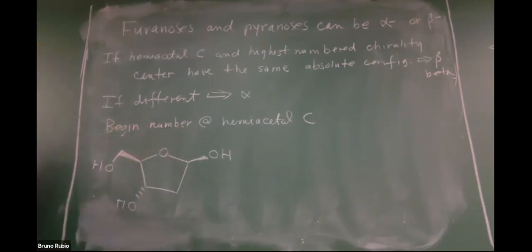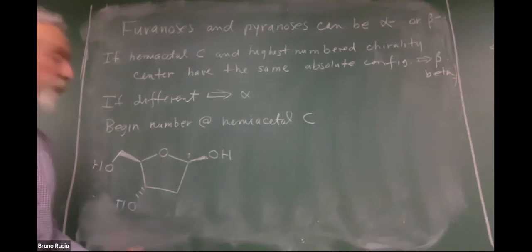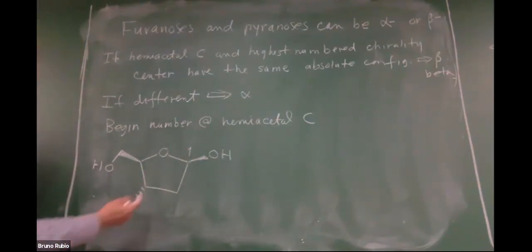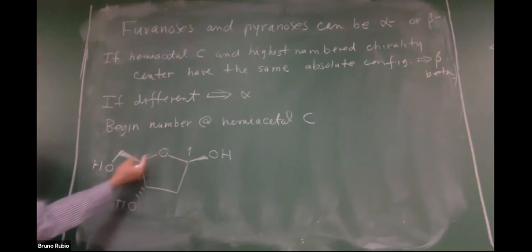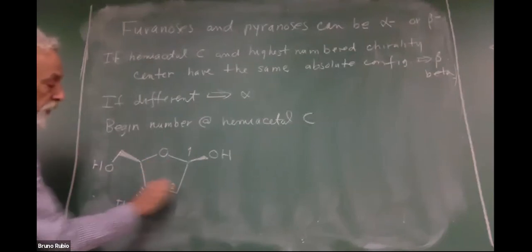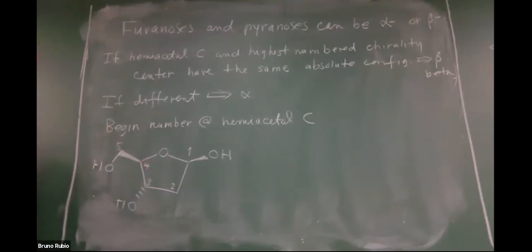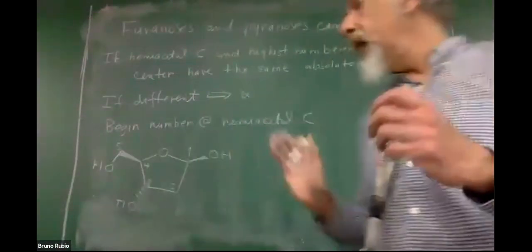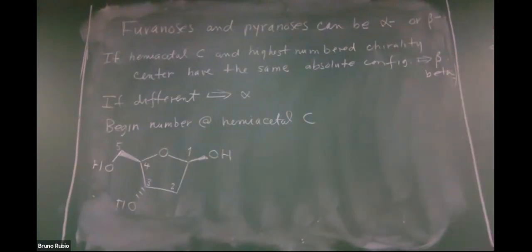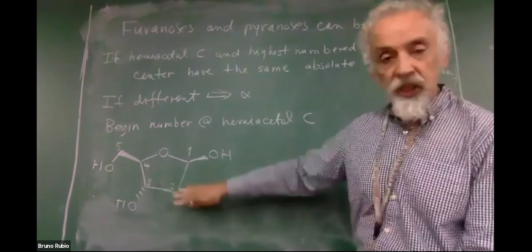We begin numbering at the hemiacetal carbon. So that's carbon 1. But when we are numbering, we are only numbering carbon atoms in the chain. So we don't go 1, 2, 3. That's not a carbon atom. This is carbon 2. This is carbon 3. This is carbon 4, and this is carbon 5. So did you get that? We begin numbering, carbon 1 is the hemiacetal carbon, and we're numbering only carbon atoms, and so this is the correct number.